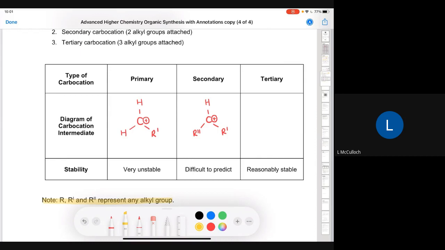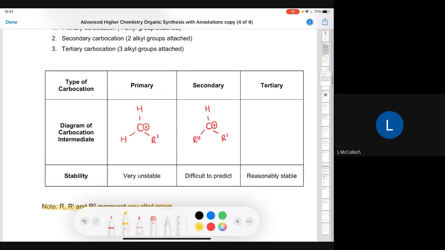Now, those alkyl groups could be the same. They could both be CH3s or they could be different. It doesn't really matter. Now, the stability of a secondary carbocation is quite difficult to predict. It really does depend on which alkyl groups are attached, because some are more stabilizing than others. It's not something that we need to know. We don't need to know which alkyl groups are more stabilizing than others. It's just something that we need to be aware of. So a secondary carbocation is going to be very difficult to predict in terms of stability.